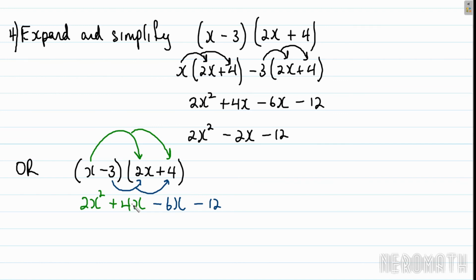So again, we can see that the 4x and the negative 6x are our like terms. So we say 4 take away 6 and get negative 2. So we get 2x², negative 2x, take away 12.